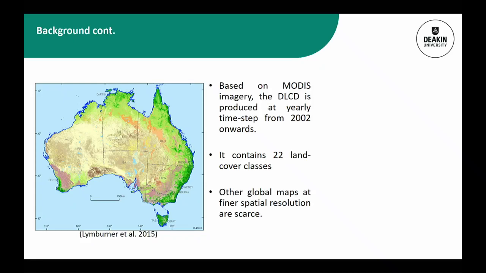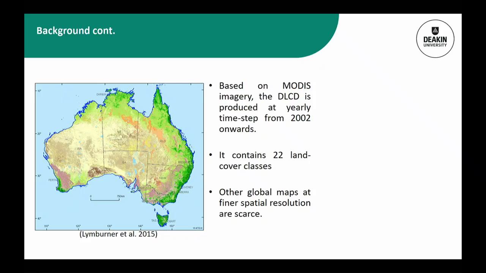The best land cover information available for Australia is at 250 meters resolution, and is based on MODIS imagery. It is called the Dynamic Land Cover Dataset, produced from 2002 onwards at an yearly time step. It contains 22 land cover classes, and it's a useful resource for analyzing land cover and land use change dynamics at a coarse resolution. However, it is not well fitted for capturing patterns and trends happening at finer grain.